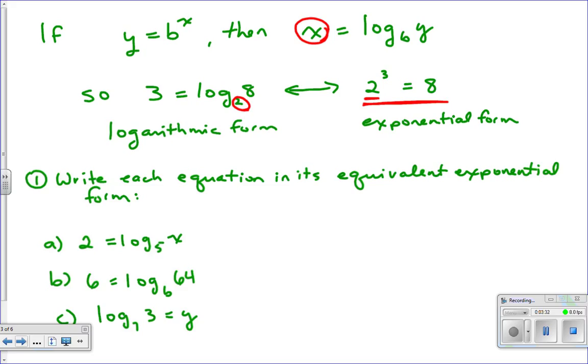So this is logarithmic form and this is exponential form. These both are the same equation. They're both showing the same relationship. So in these next three examples below, you've got three logarithmic equations. Give a try now and convert those to their equivalent exponential form.